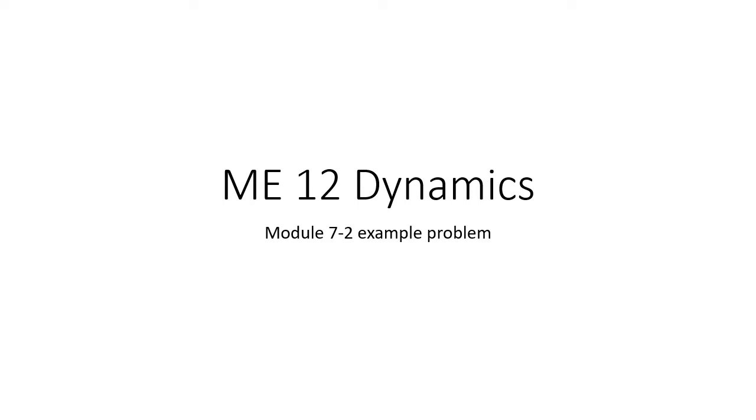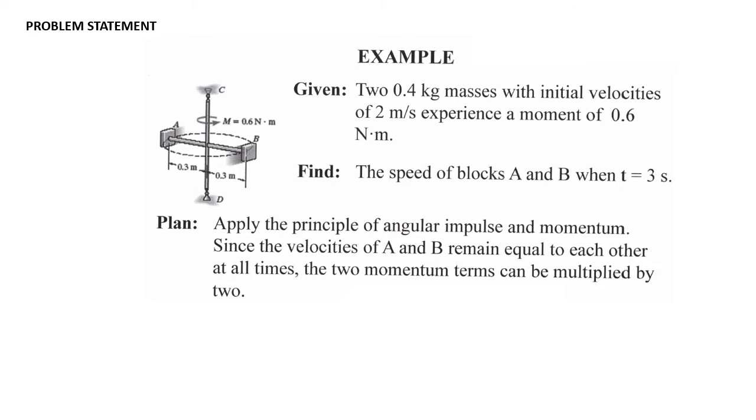Let's take a look at an example problem for Module 7.2 for the ME12 Dynamics course. In this example problem, we're told that we have two 0.4 kilogram masses with initial velocities of 2 meters per second, and that these experience a moment of 0.6 Newton meters. They ask us to find the speed of blocks A and B when our time is equal to 0.3 seconds. So we can see we have our given diagram over here.